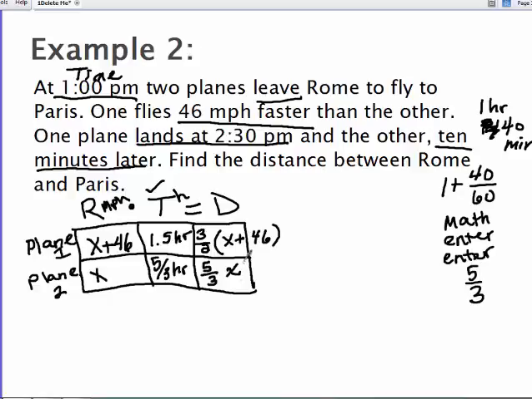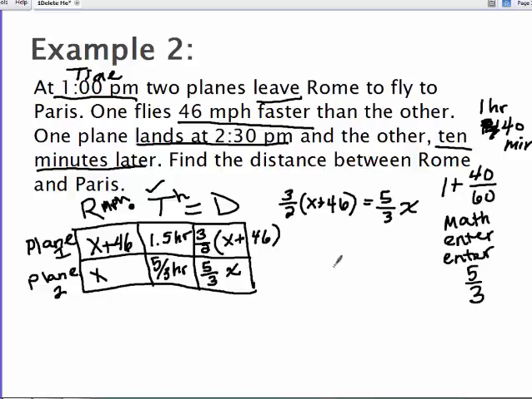Now for these type of problems, you need to figure out, are the distances equal or do they total something? So let's look back to the problem. 2 planes leave Rome and fly to Paris. So they leave from the same position and they're arriving at the same position, which means that their distances would be equal. So our equation would be the 3/2 times the x plus 46 would be equivalent to 5/3 x.